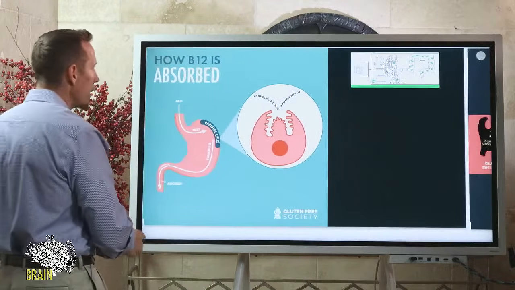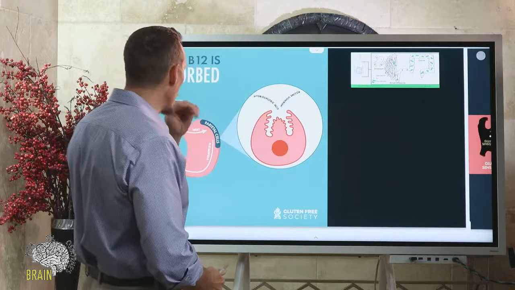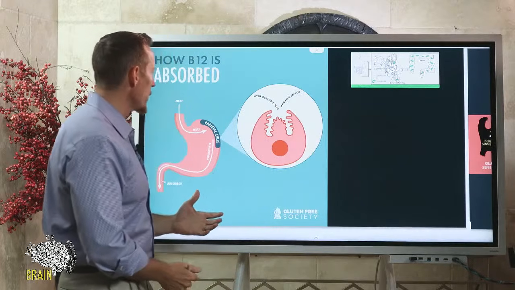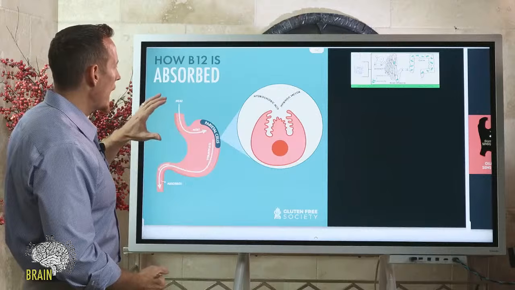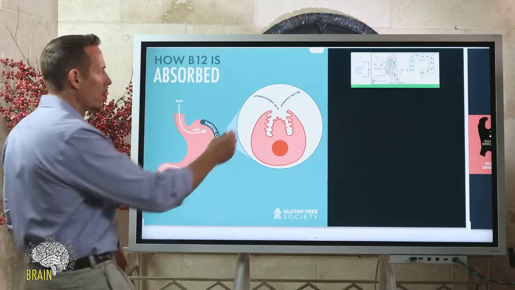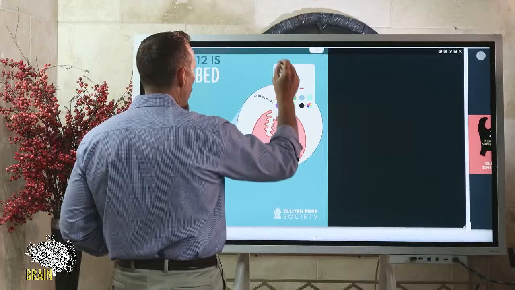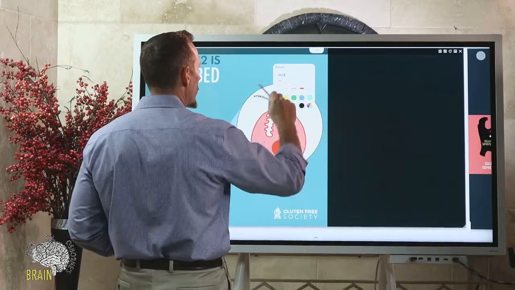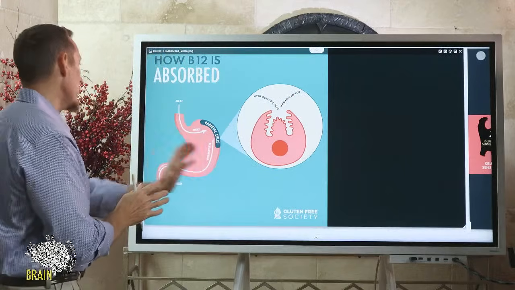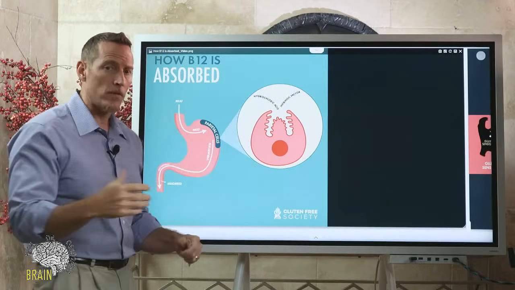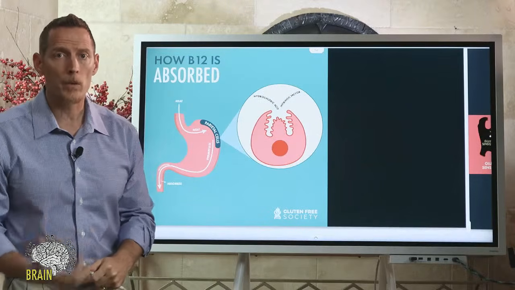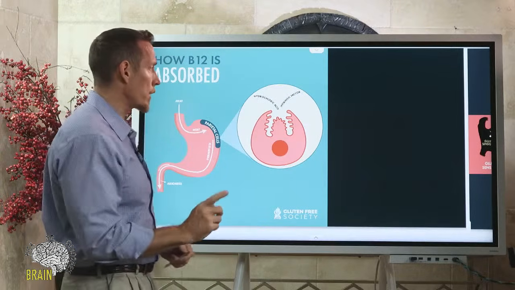All right, let's talk about B12 absorption. Before we talk about what causes vitamin B12 deficiency, it's important for you to understand how B12 is actually absorbed. Most of the B12 in the diet comes from meat or animal products. Some of you are vegetarian, some of you might be vegan. If you are a vegan, I would highly encourage you to supplement with vitamin B12. And we'll talk about why in just a second.